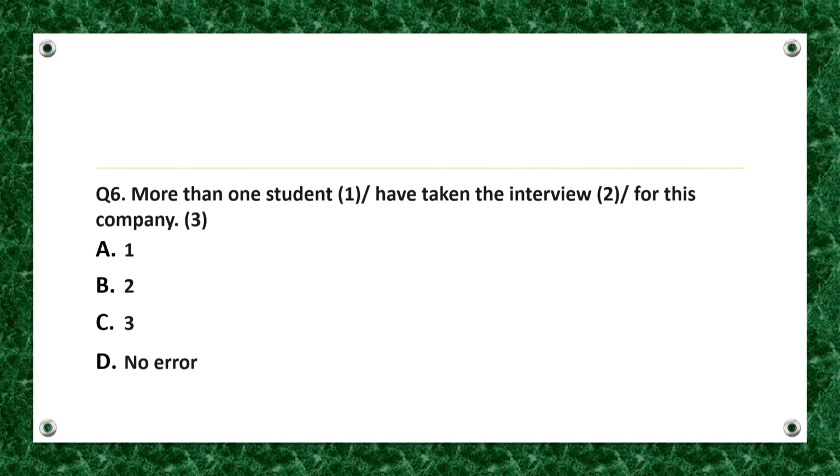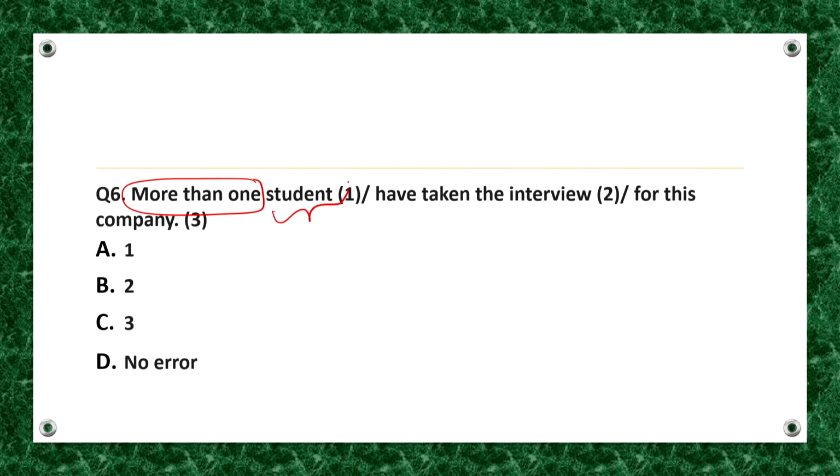So, is it done? Let me first read out the sentence given. More than one student have taken the interview for this company. As you can see here, more than one is used. More than one is always followed by a singular noun and a singular verb. Fine. So, let us check a noun and verb over here.